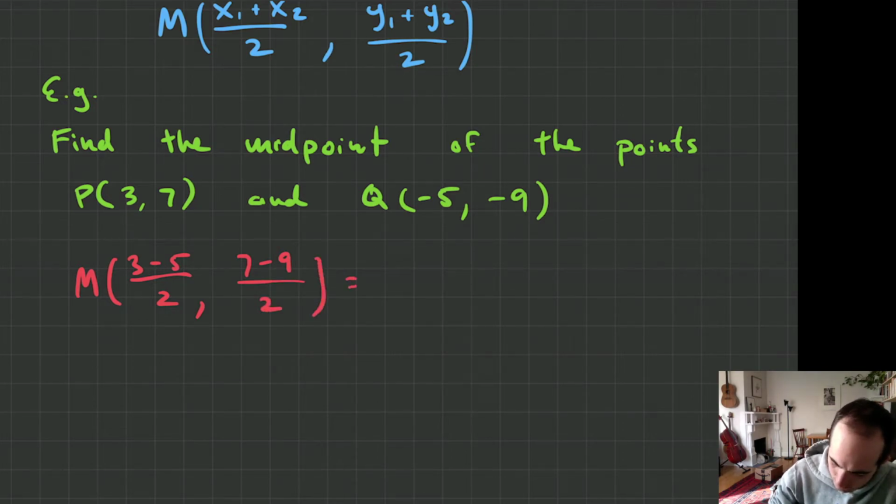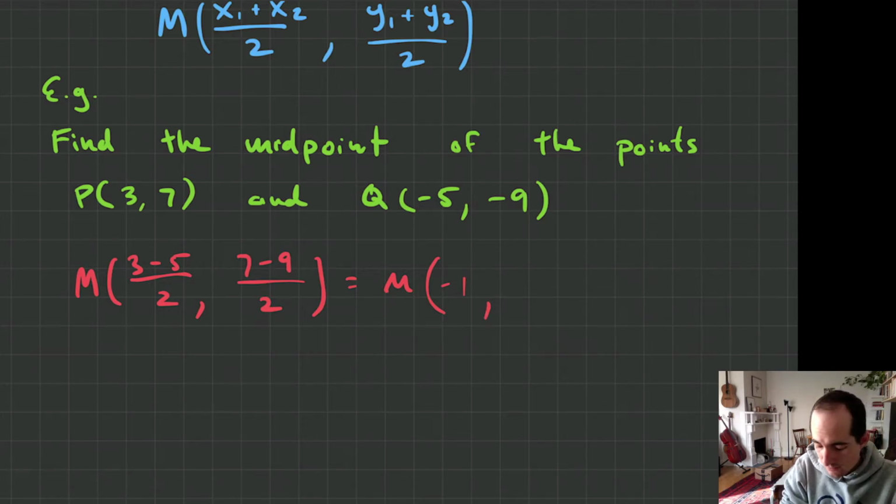And that is equal to the point m. And 3 minus 5 is -2. So I've got -2 over 2, which is -1. And again, 7 minus 9 is -2, and -2 over 2 is -1. So yeah, we got the point -1, -1.